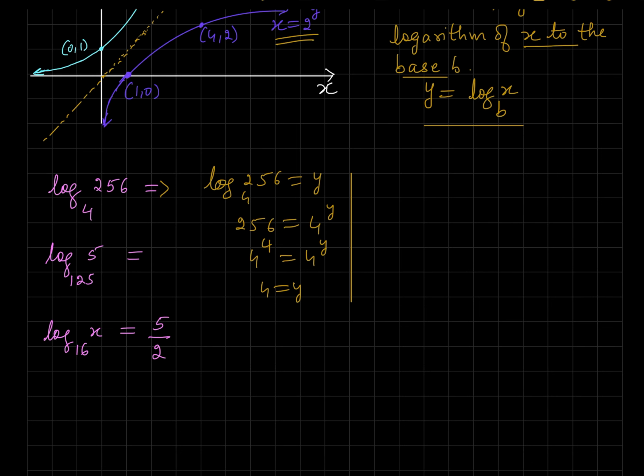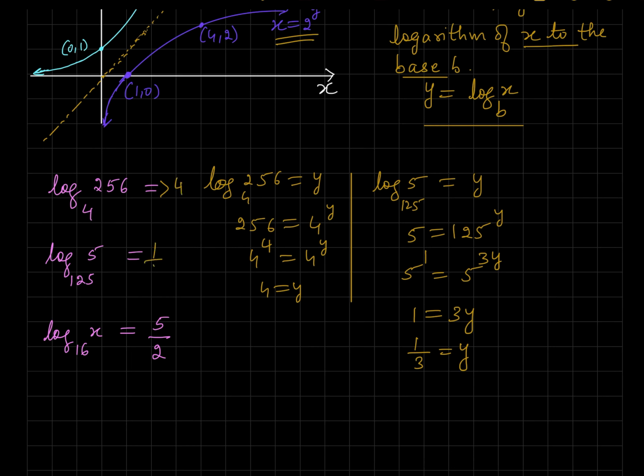Now let us do the next one. Log of 5 to the base 125 is equal to what? Let us say this is y. So I can say that 5 is equal to 125 raised to the power y. So this is 5 raised to the power 1. 125 is 5 raised to the power 3, raised to the power y. So it would be multiplied. Comparing the powers, I can say 1 is equal to 3y, and dividing by 3 on both sides, 1 over 3 is y. So your answer here would be 4, and here it would be 1 over 3.